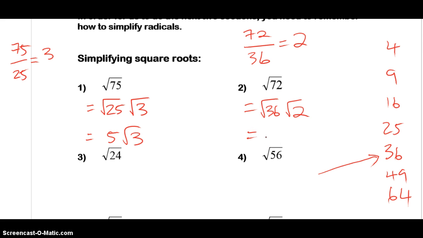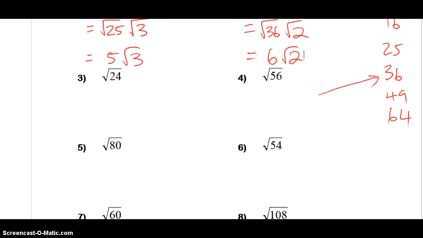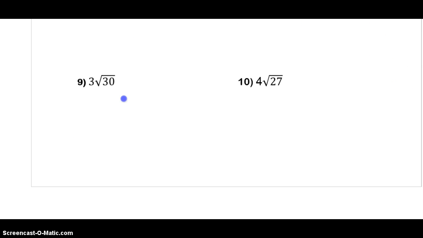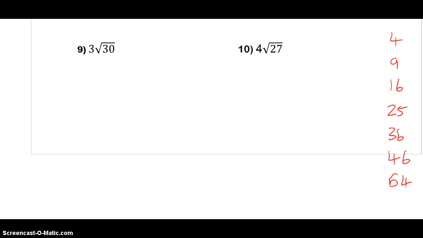Next up, what is the square root of 36? Well, that is 6. And the square root of 2, I don't know what that is, so I'm just going to leave it like that. So that's my final answer. I'm going to skip down to a more difficult one. Okay, how about this one right here?